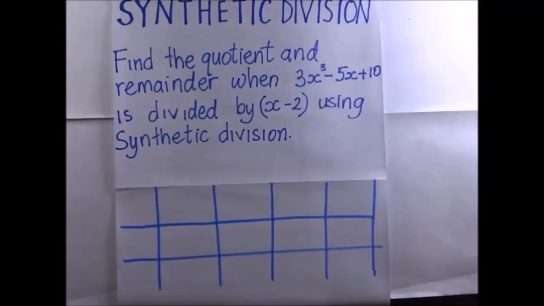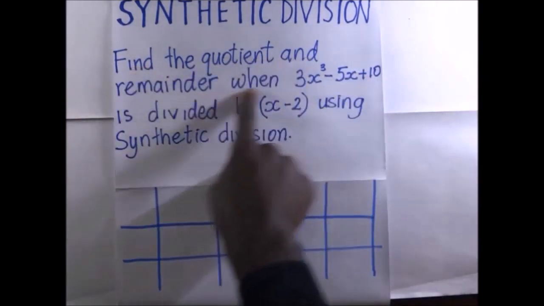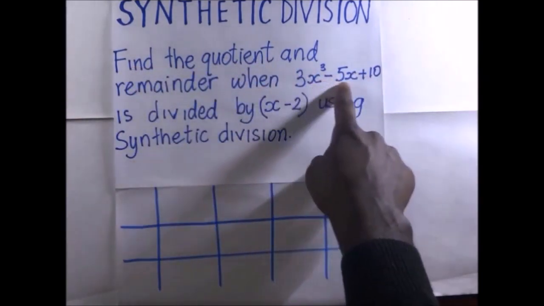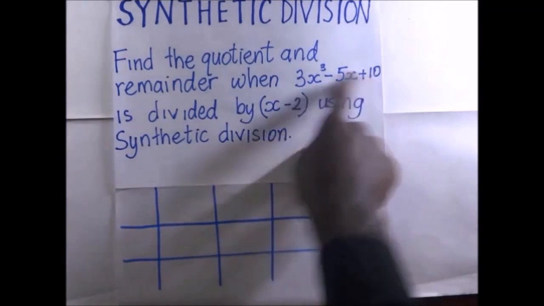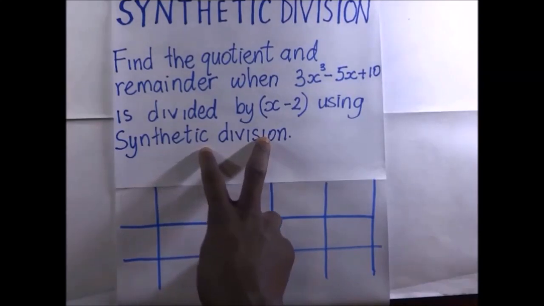Today we get to look at synthetic division. Synthetic division is simply a method that we can use to find the quotient and the remainder of a polynomial. With this kind of method, we are simply going to detach coefficients from the polynomial and work with the coefficients. Use this example: find the quotient and the remainder when 3x cubed minus 5x plus 10 is divided by that factor using synthetic division.